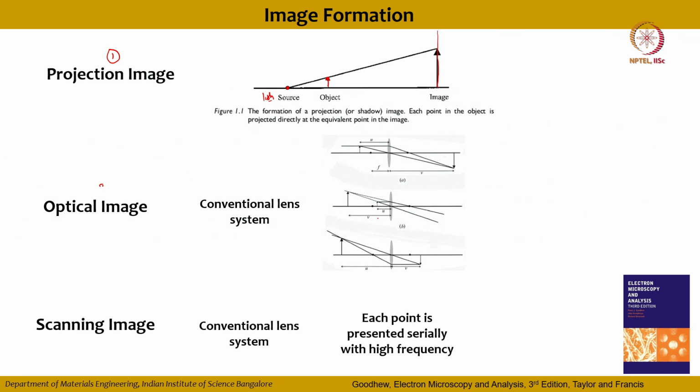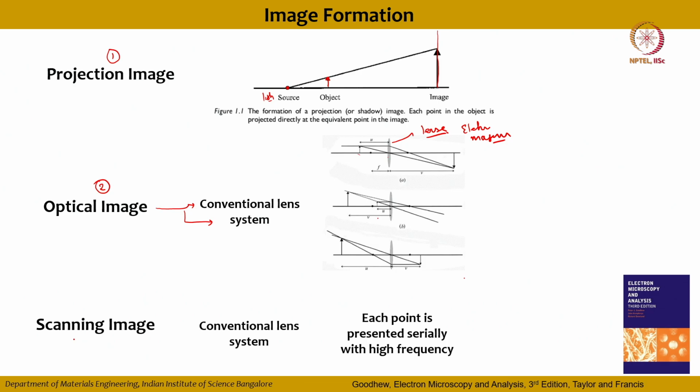The second is optical image. Optical image, what is the difference? They use conventional lens systems. Fine. So you can see that this is a lens here. This can be an optical lens as a glass lens, or this can be an electromagnetic lens. Okay, these will come in later classes. And based on the position of the object, you can get different types of images. Okay, so this is by conventional lens systems, optical images.